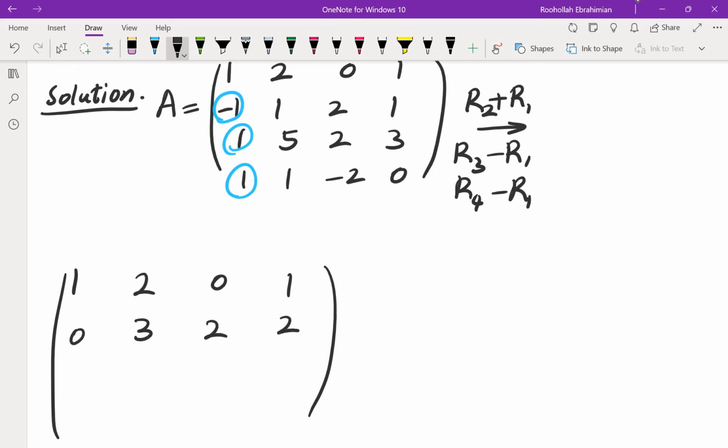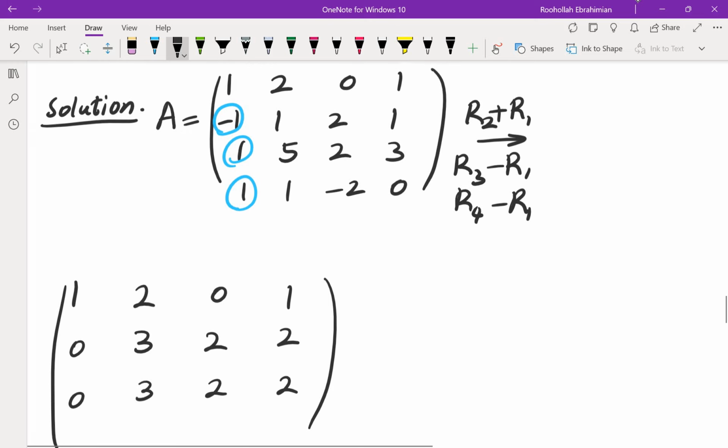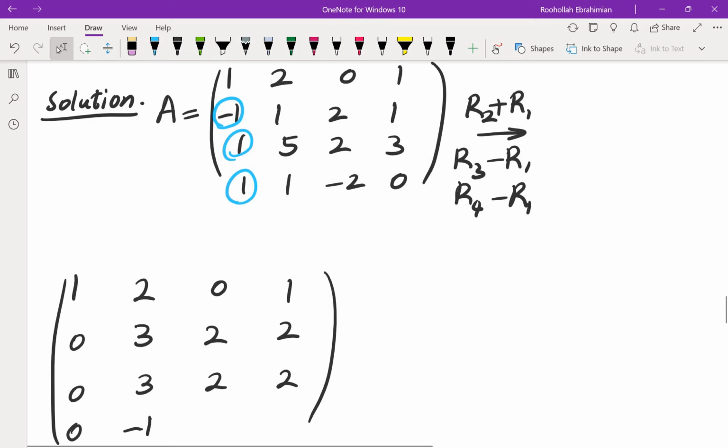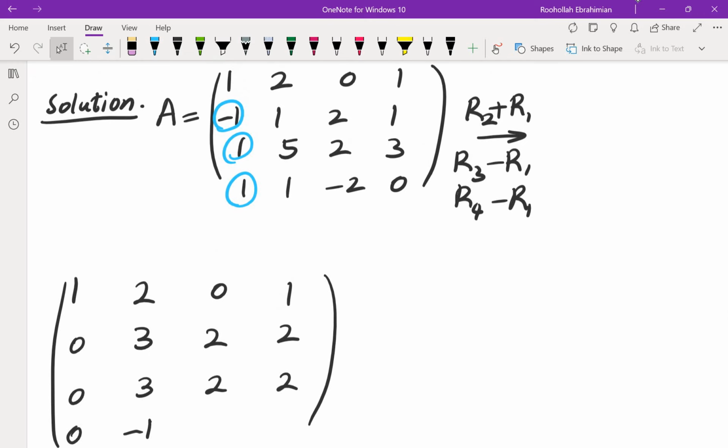Subtracting the first row from the third row. So 0, 3, 2, 2. Okay, so that's nice. That's also going to disappear. And then subtracting the first row from the third row. So that would be 0, minus 1, 1, 1, negative 1, 2. Okay, so I'm multiplying the first row by negative 1, adding to the third row. So negative 1, negative 2, and negative 1. Okay, so I get that.